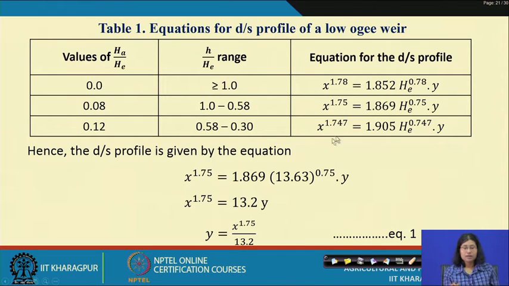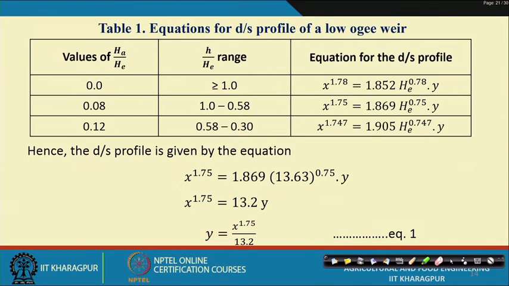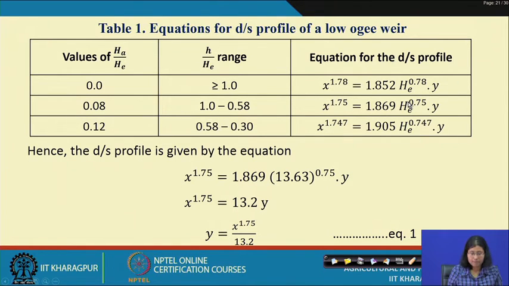As we see from the previous slide, the downstream profile of the low Woogie weir is given based on the H by HE value, and depending upon the range of the ratio H by HE and HA by HE, we change the equation of the Woogie downstream profile. So, we use this kind of equation, plug everything into this equation, and we get the value of y reduced like this.